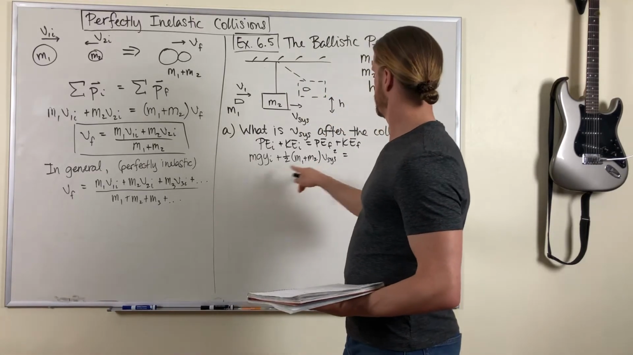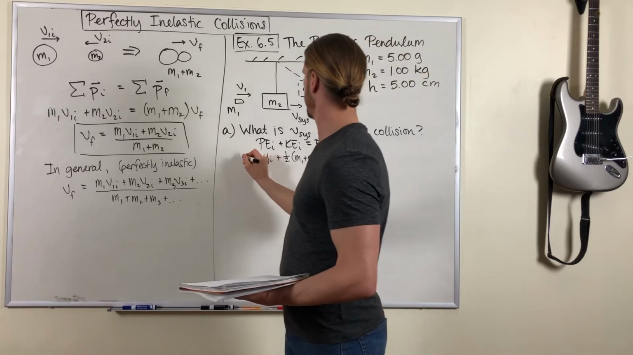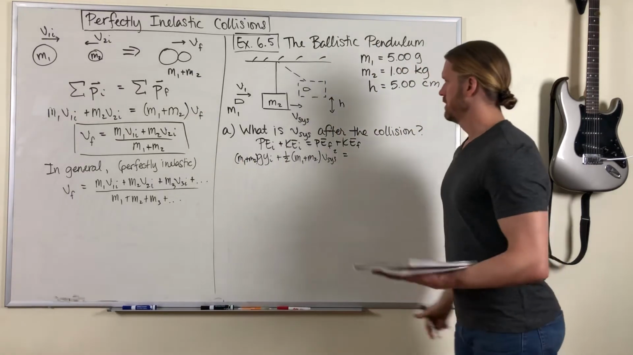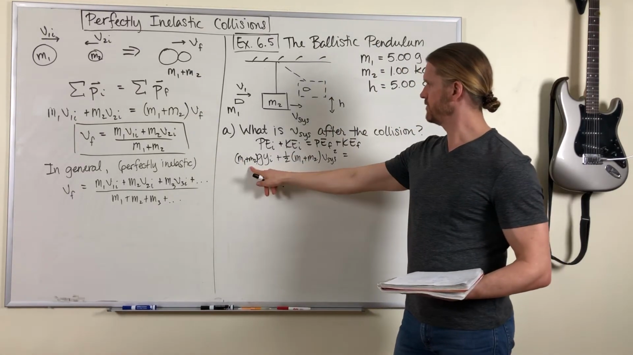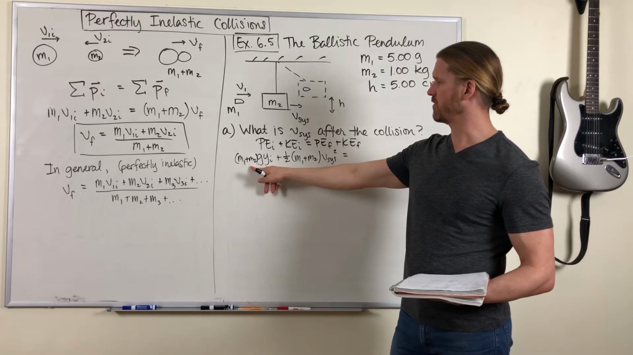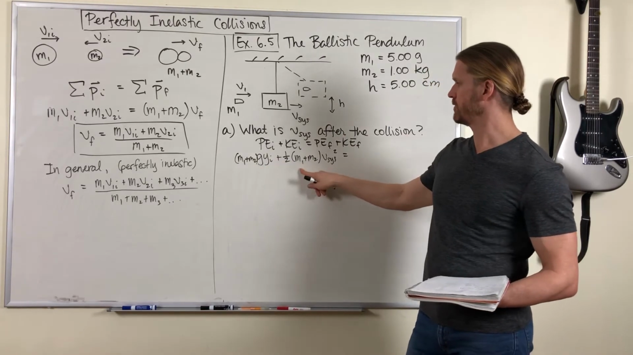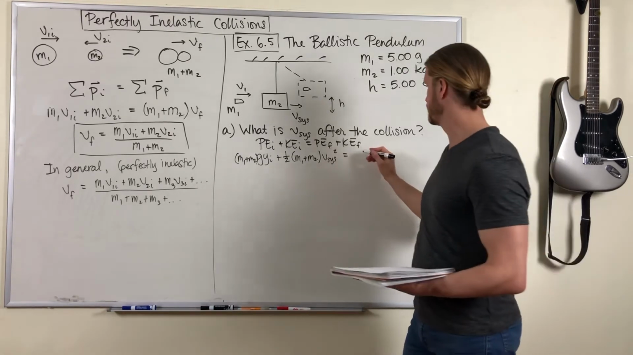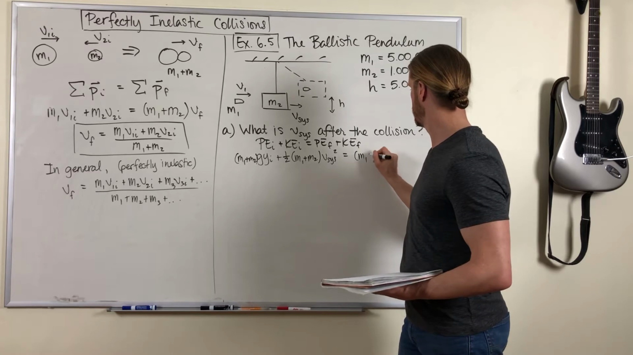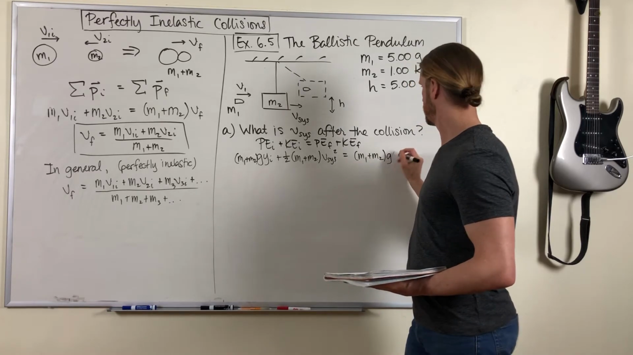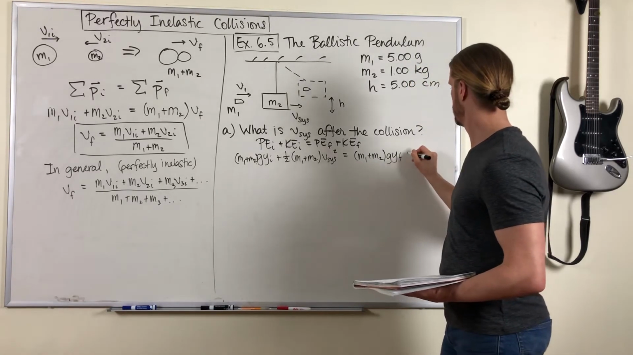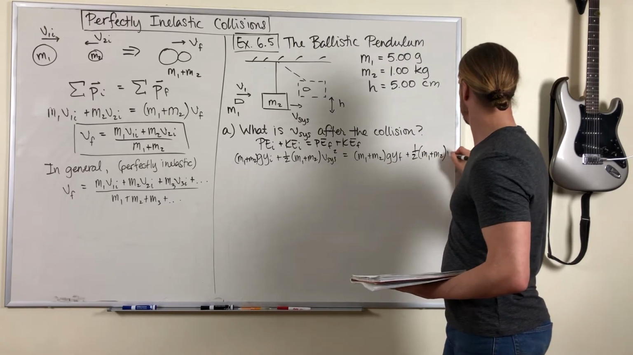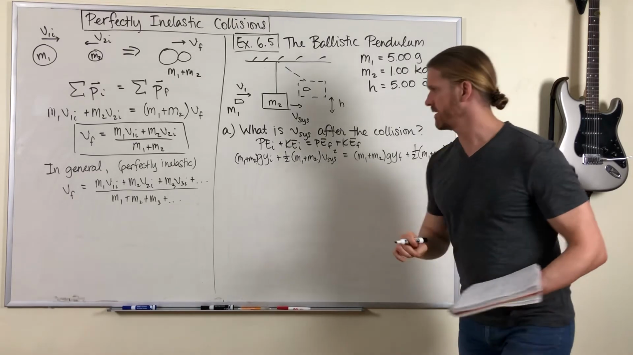I should have written M1 plus M2. There. Here's our initial potential energy, gravitational potential energy of the block with the bullet embedded. There's the initial kinetic energy. This is our unknown that we'll solve for. And that equals final potential plus final kinetic.